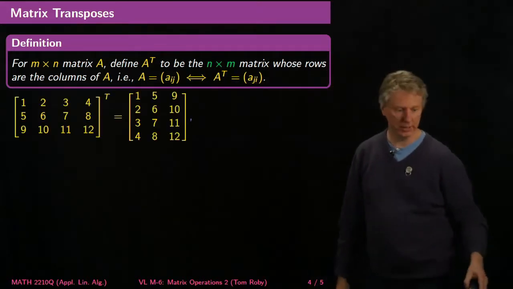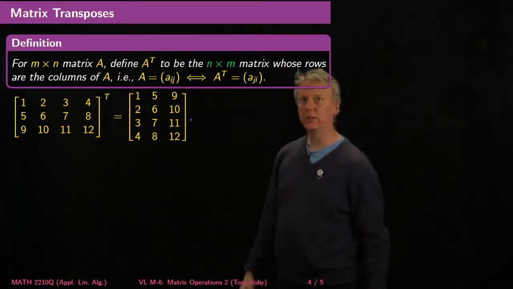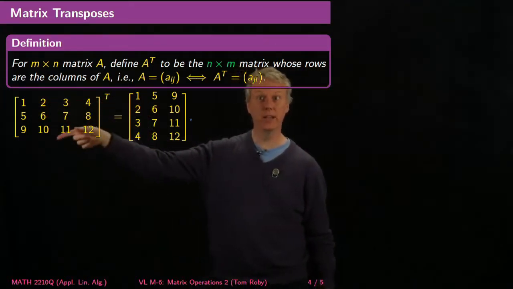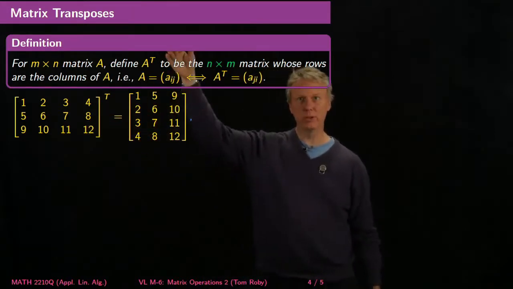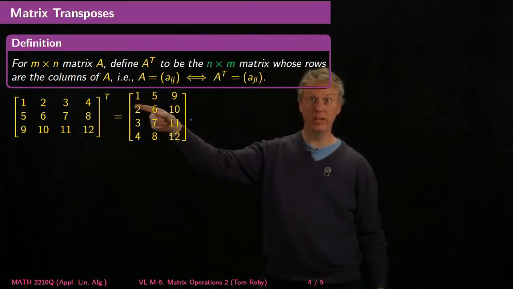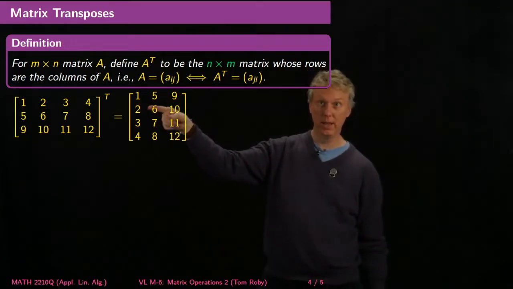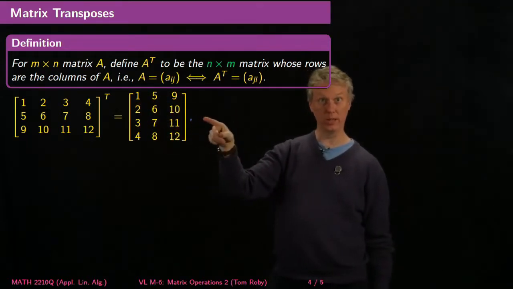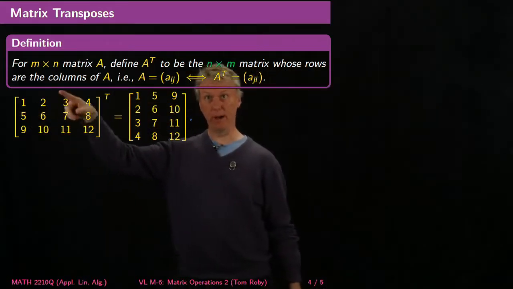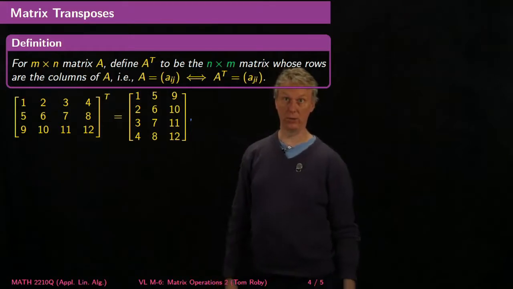So let me show you a quick example just to make sense out of that. I take the transpose of the matrix whose rows are 1, 2, 3, 4, 5, 6, 7, 8, 9, 10, 11, 12. And I get the matrix whose columns are 1, 2, 3, 4, 5, 6, 7, 8, 9, 10, 11, 12, which I might read as 1, 5, 9, 2, 6, 10, 3, 7, 11, and 4, 8, 12. Okay? So notice that I've taken a 3 by 4 matrix and made it a 4 by 3 matrix.